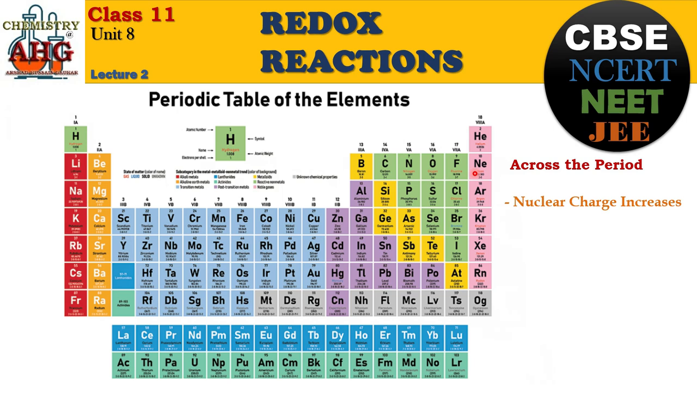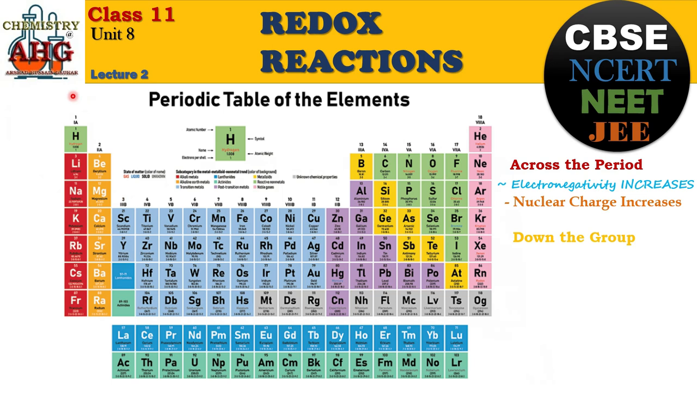So that is why, across the period, very easily you can remember, since number of protons is increasing, nuclear charge is increasing, so electronegativity always increases across the period. So this is one piece of information that you must remember about the trend of electronegativity across the period. Next comes, what is the trend of electronegativity down the group?